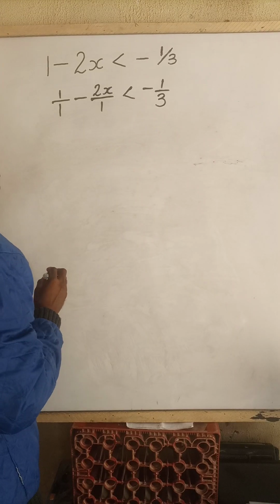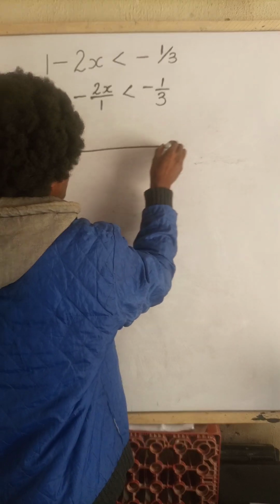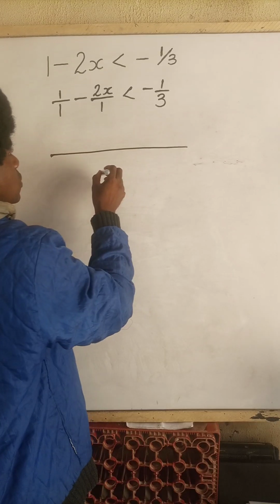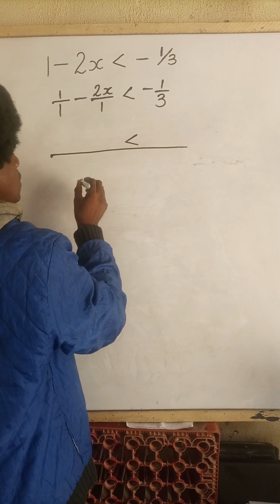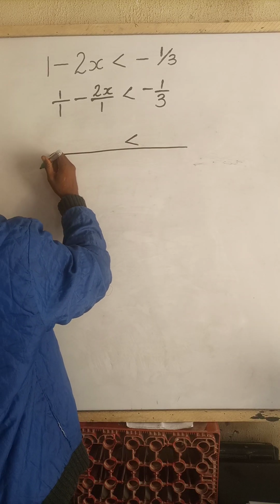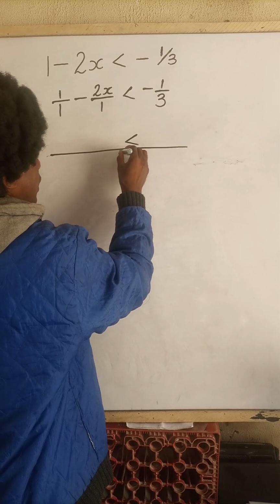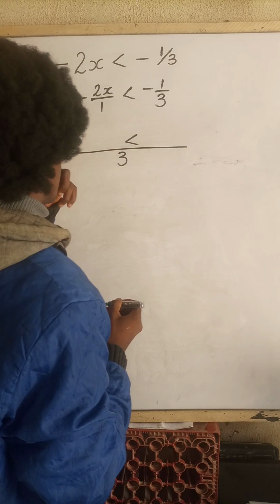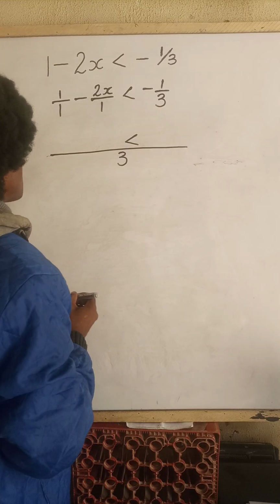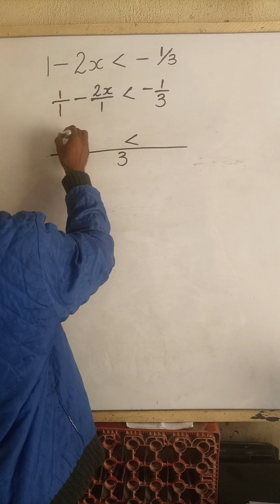So next thing that I will do now is I will find the LCM of all the variables inclusive of the inequality sign, which is the LCM of 1, 1 and 3. And the LCM is 3. So next thing that I will do now is this. I will start dividing. 3 divided by 1 will give us what? 3. 3 times 1 will give us 3.